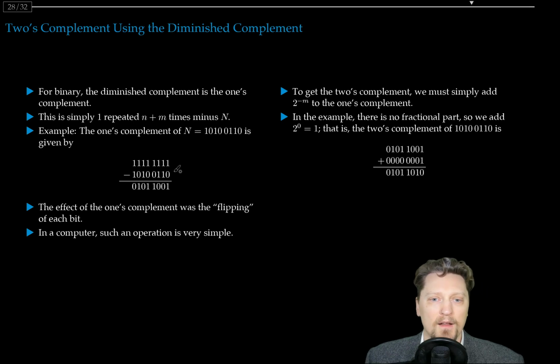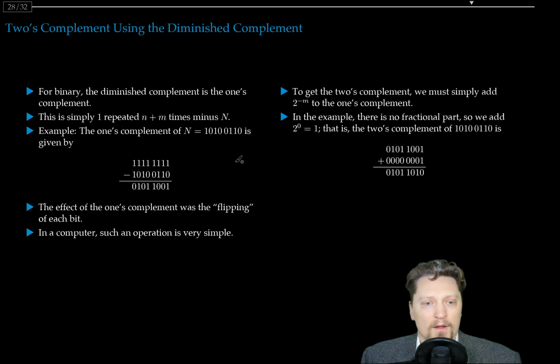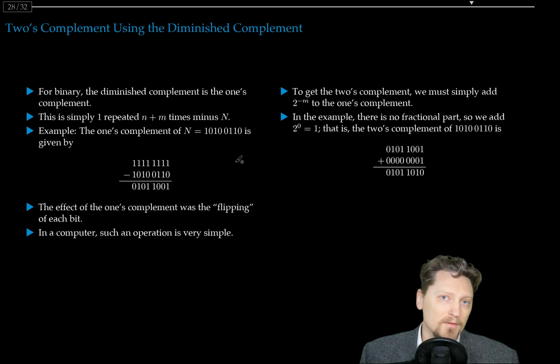So we compute that. Again, we'll never have to borrow. So 1 minus 0, 1. 1 minus 1, 0. 1 minus 1, 0. 1 minus 0, 1, etc. The effect of the 1's complement was the flipping of each bit. So each bit, or digit for binary called bit, is flipped. So the rightmost one was 0, now it's 1. The second rightmost was 1, now it's 0, etc. So each one got flipped. In a computer, such an operation is very simple to do.